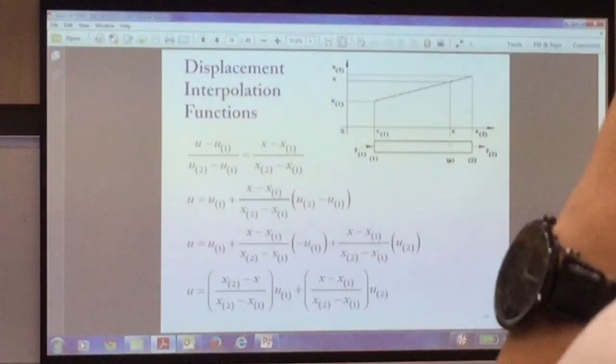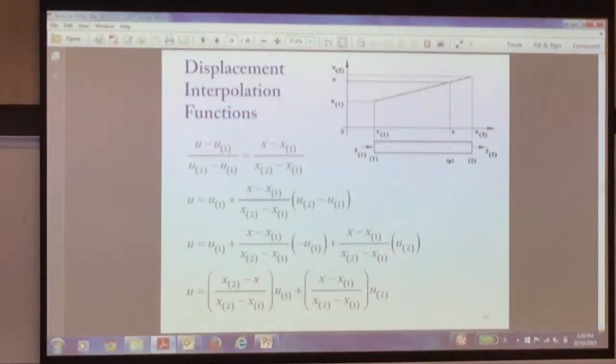So what you're going to do is have u minus u1 divided by u2 minus u1, and that is equal to x minus x1 divided by x2 minus x1. Interpolation. Yes? So you come up with this one here, and then you simplify. Once you simplify, you will have this in terms of u1 and u2.